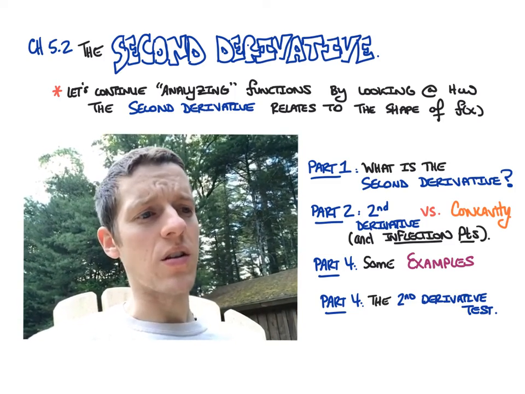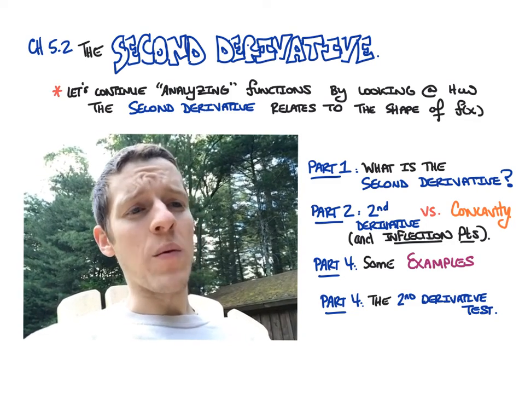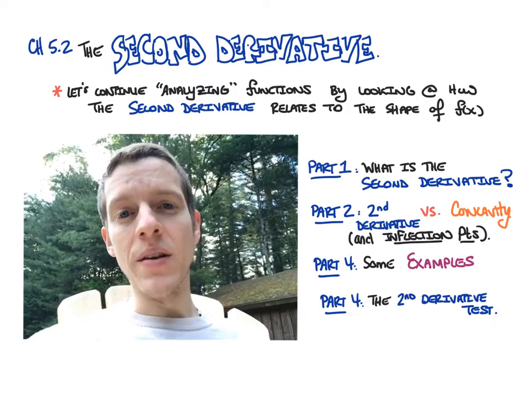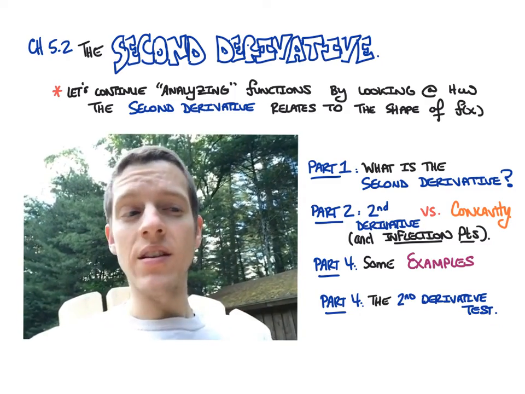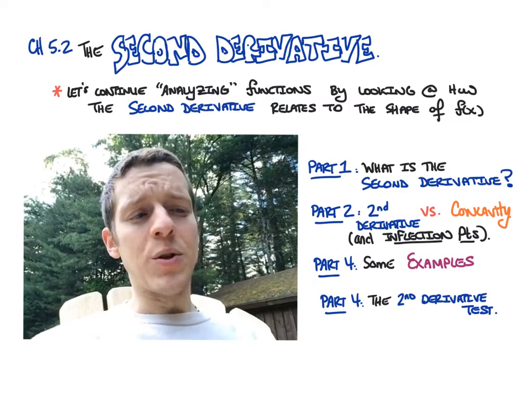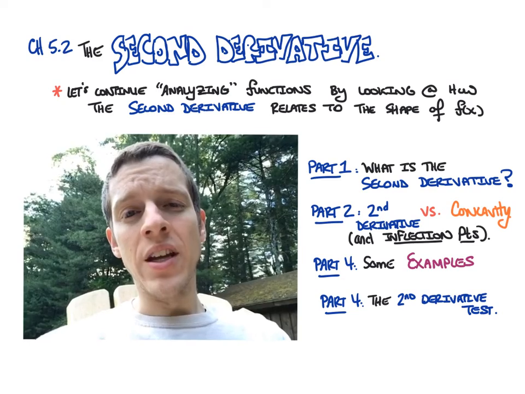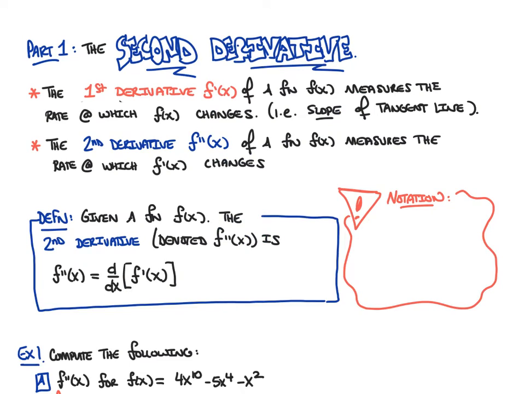There's four parts. There's two part fours, but that's okay. Part one, I'm just going to identify what the second derivative is. In part two, we'll look at concavity and how it relates to the second derivative, and I'll define what we call inflection points. And then we'll do some examples, and I will then introduce you to the second derivative test. So let's start our discussion with what the second derivative actually is.